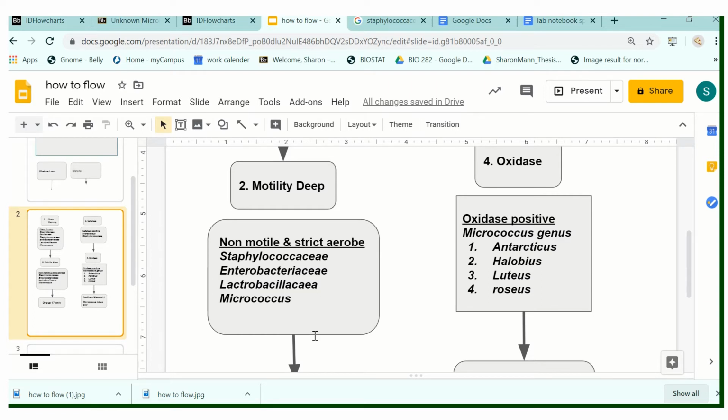Whereas if you had growth all on the top of your media and nothing in the stab line, that probably means that your microbe is an obligate aerobe, and it's also motile because it shows that it was able to move away from a low oxygen area and likely depleted the nutrients within the stab line, and they moved towards the oxygen on top.